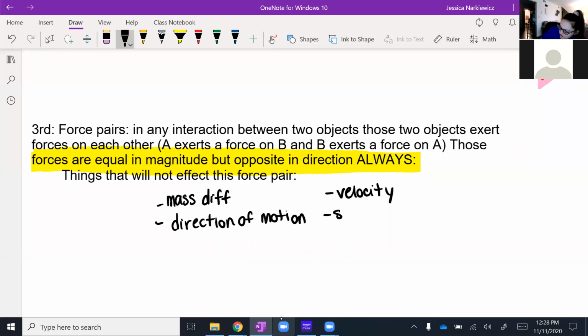It doesn't matter if the size is different. Let's say A is super teeny tiny and B is really, really big. They still exert equal and opposite forces on each other.